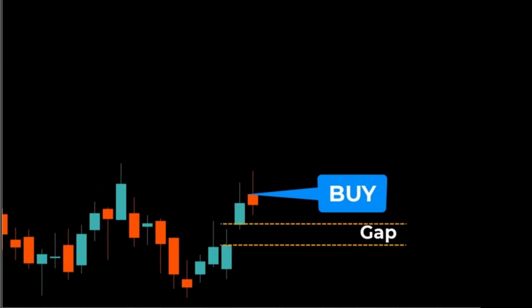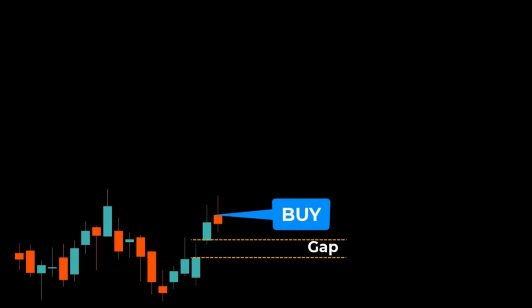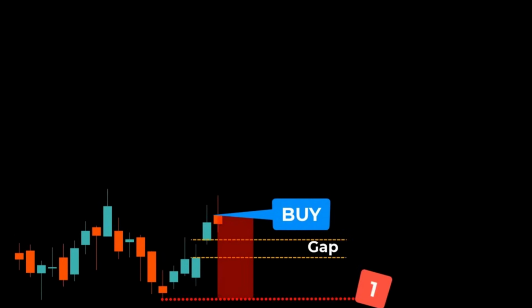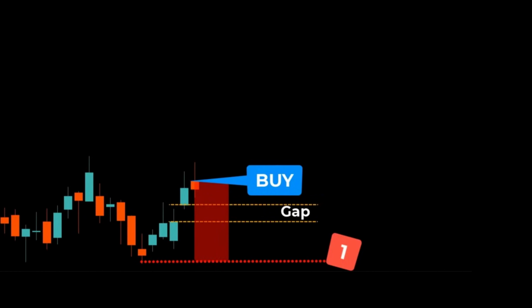Now where should you place your stop loss? There are two solid options and each has its own advantage. 1. Conservative stop loss. Place it at the nearest swing low. This gives your trade more room to breathe, reducing the risk of getting stopped out too early. But remember, wider stop equals smaller risk-reward ratio.